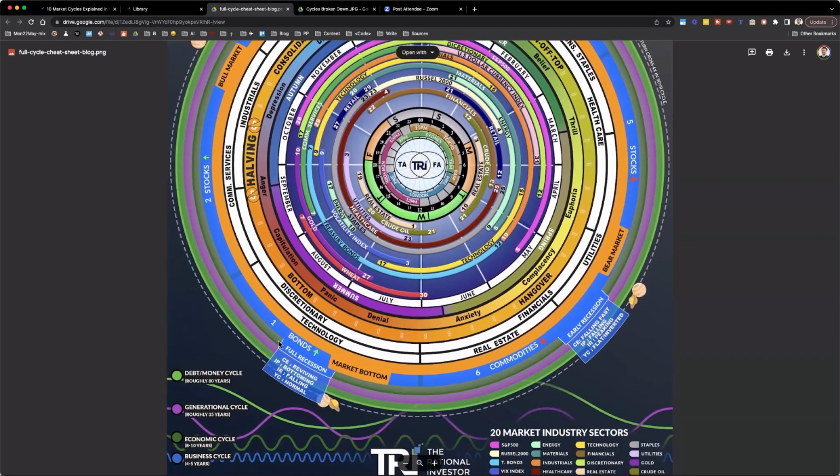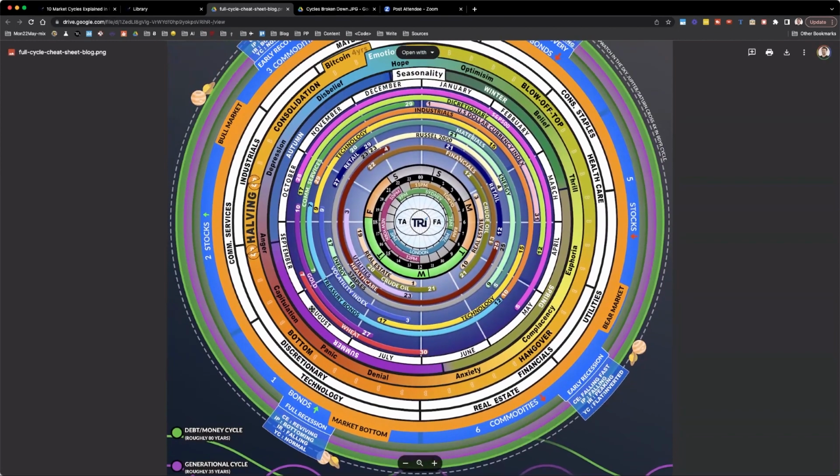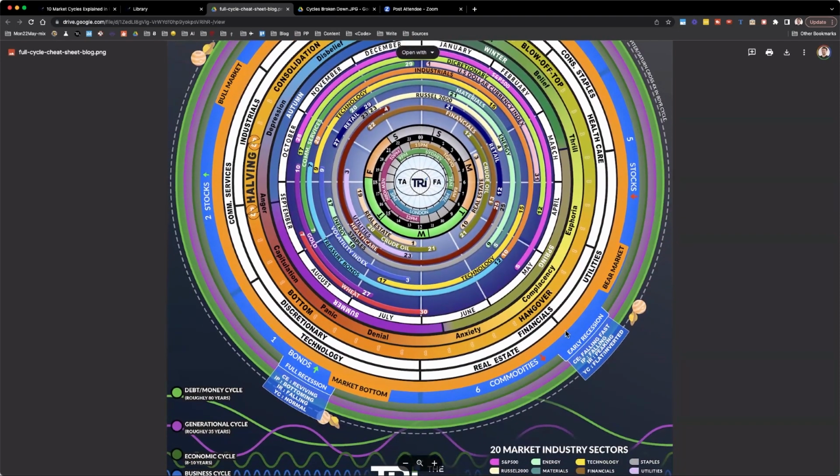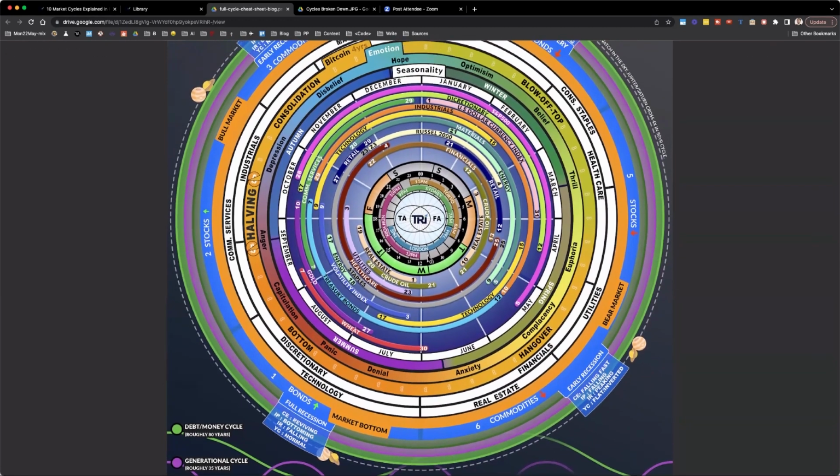where stage 1 starts down here at the market bottom, where bonds start rising, and in stage 2, stocks start rising. Stage 3, commodities start rising. And then in stage 4 of the business cycle, bonds start coming down, then stocks start coming down, then commodities start coming down. So that's how the business cycle and the market cycle are connected.